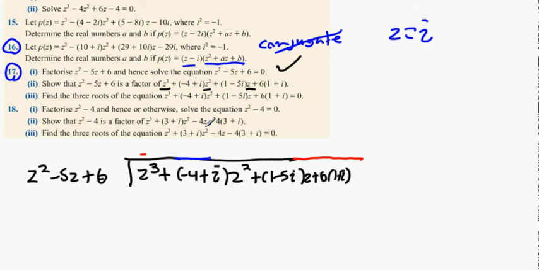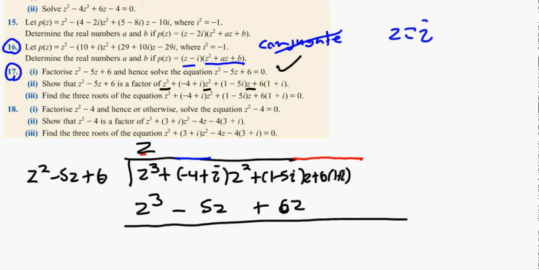Question 17 was to divide it in, and actually dividing in isn't as bad as initially thought. So we go z, then we get z cubed minus 5z, and then we get plus 6z. Now the trick when doing these is to ignore the z cubed, the z squared, and the z's, and just concentrate on the coefficients in front of them. So we have minus 4 plus i plus 5. The minus 4 and the 5 interact and become 1. The i is still there, and now the new coefficient is 1 plus i.